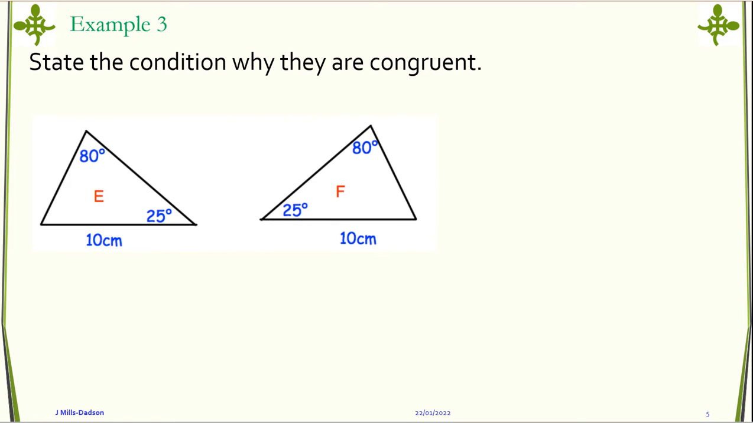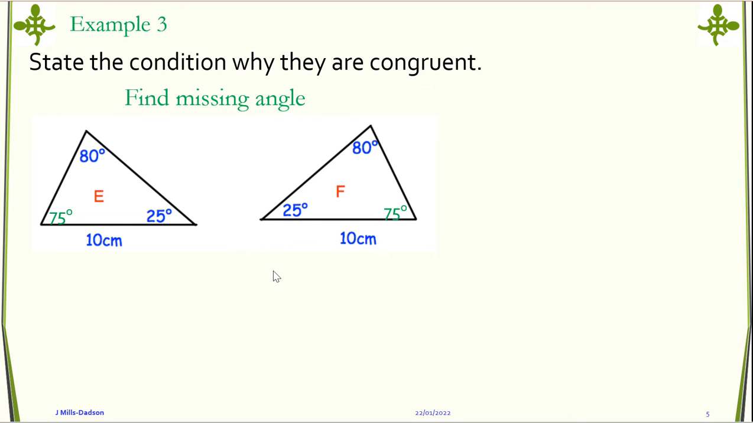Third example, state the condition why they are congruent. Sometimes, given the information, you check and you realize that they don't necessarily match the postulates that you want to use one of them to prove. So when that happens, it is best to see if you can find out any missing angle. So here, let's try to find out the missing angle. And we know sum of interior angles of triangles add up to 180. So to work out the missing angle, we have 75 degrees.